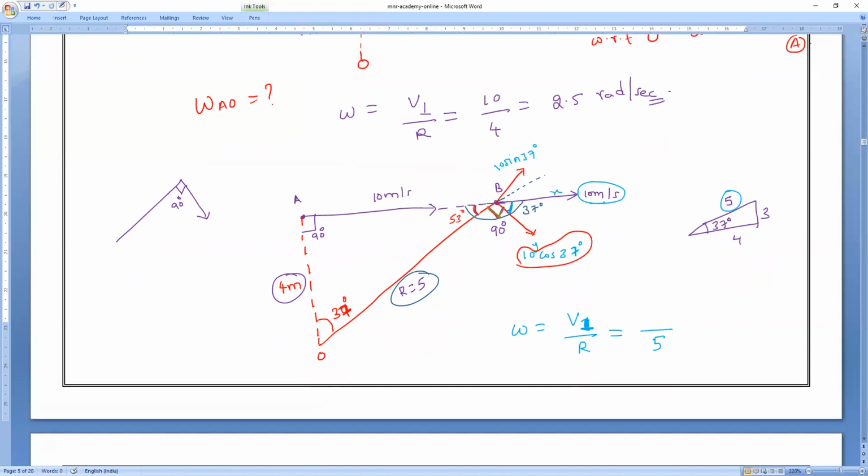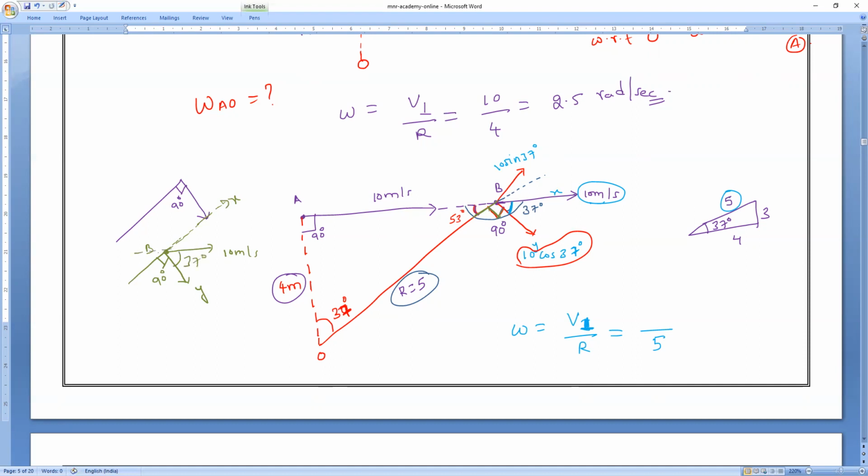Because see, here it is making 53 degrees, so if I draw a line perpendicular to this, what is the angle between them? Perpendicular means that is only the y-axis. So what is the angle between them if I draw? 90. Clear? So it will go like this. At this point, you can see this is point B, 10 meter per second. Then this will become the y-axis and this will become the x-axis. Clear? And here the 37 degrees will come.